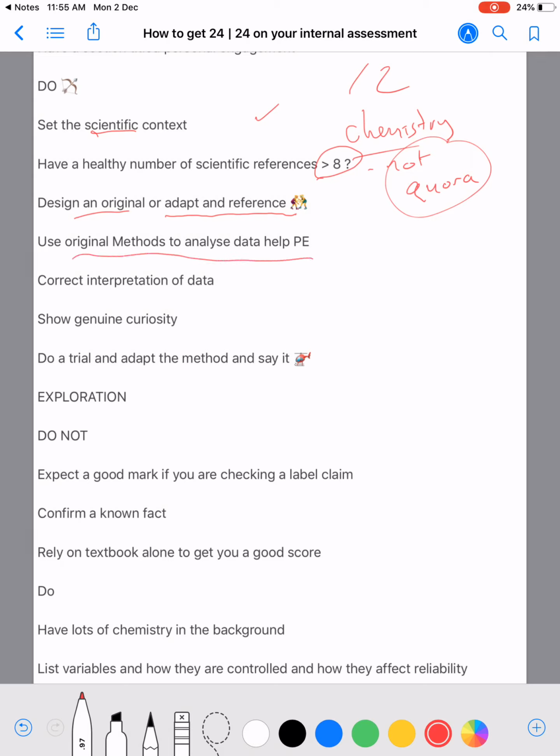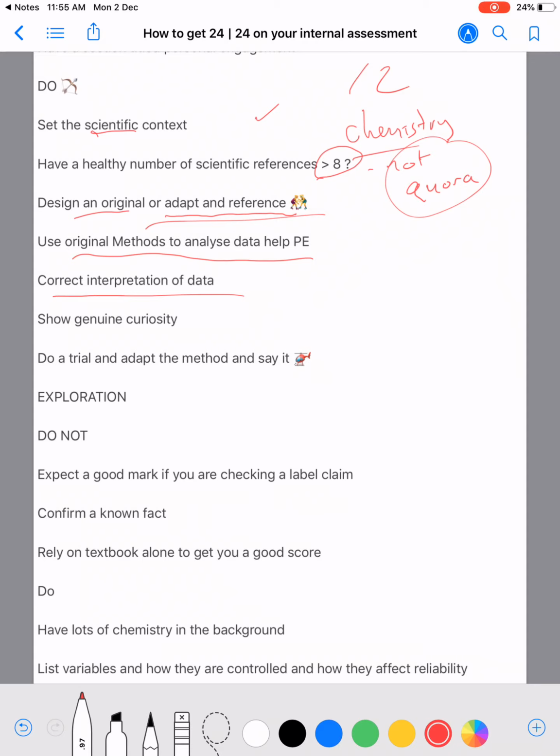Original methods will help you to get full score on PE, as will adapted and reference methods. If you correctly interpret your data, the trend was a positive correlation or a negative correlation or an inverse relationship, whatever it was. If you correctly interpret your data, it shows that you care about your IA. That's what we're looking for, that you care about your IA.